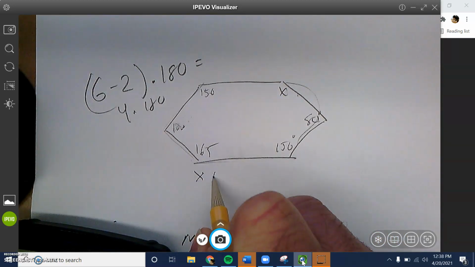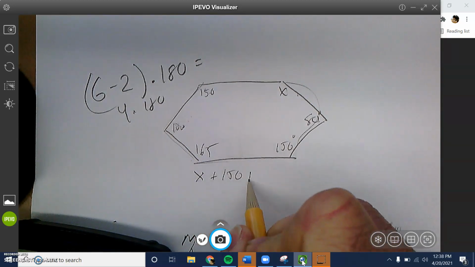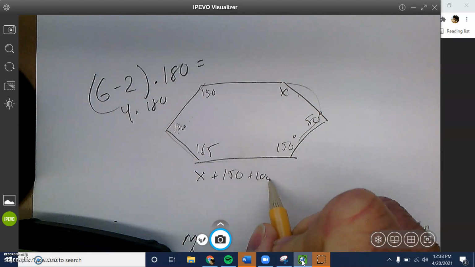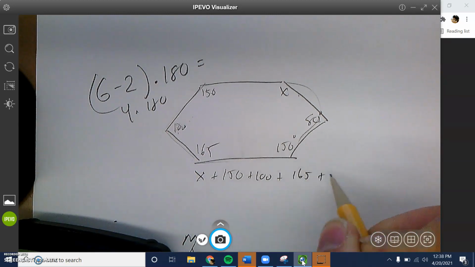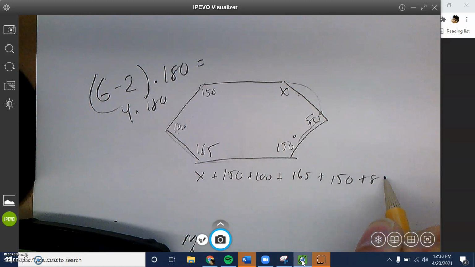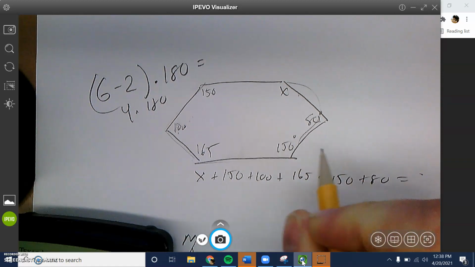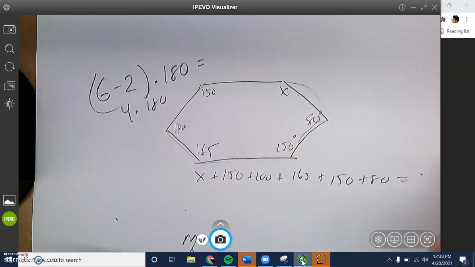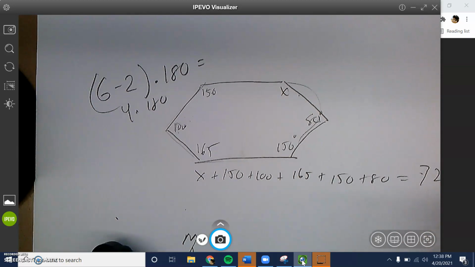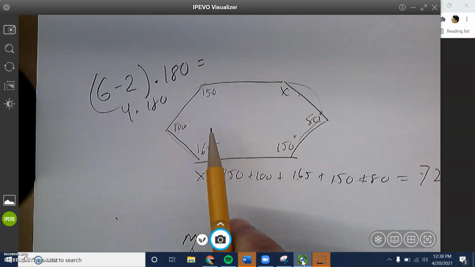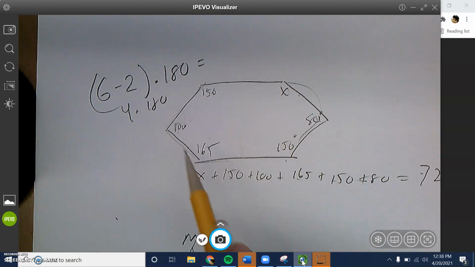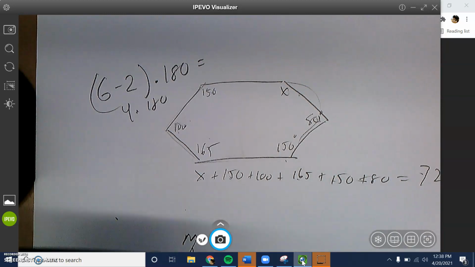So that's going to be x plus 150 plus 100 plus 165 plus 150 plus 80 equals 720 degrees. Okay. So 1, 2, 3, 4, 5, 6. Just double checking, 1, 2, 3, 4, 5, 6. Make sure, because a lot of times when you mess up, you just forget one of the numbers, right?